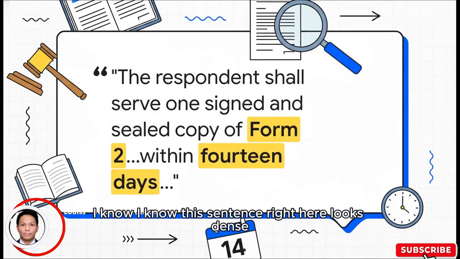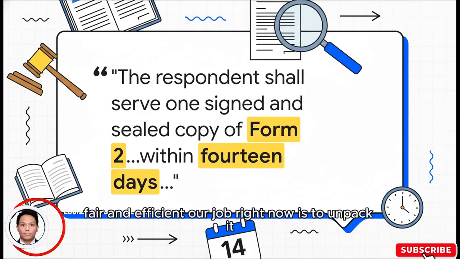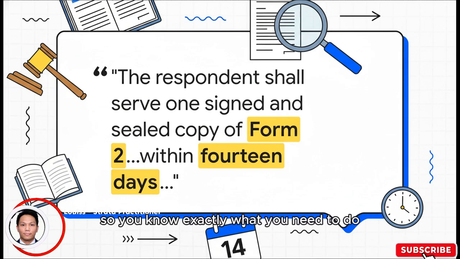I know. This sentence right here looks dense. It looks like a whole lot of legal jargon. But believe it or not, this single sentence is our entire focus today. Every single word in there matters, and it's all designed to keep the whole process fair and efficient. Our job right now is to unpack it so you know exactly what you need to do.